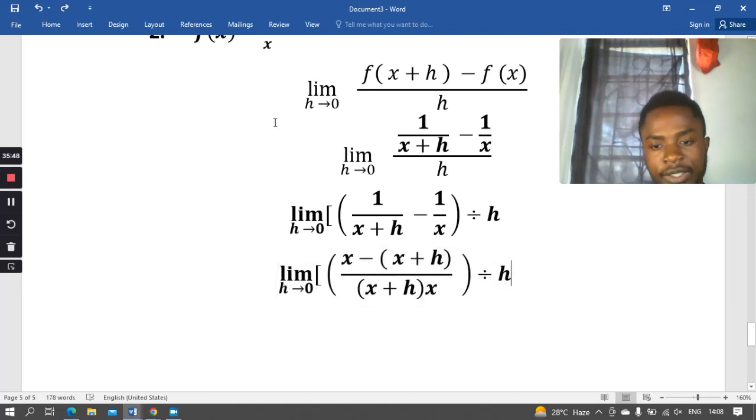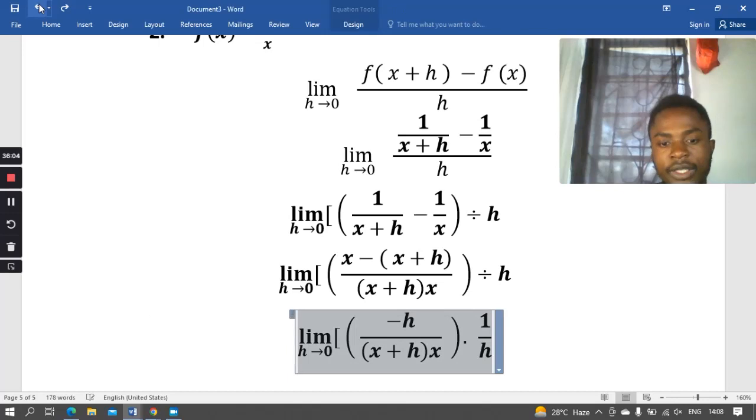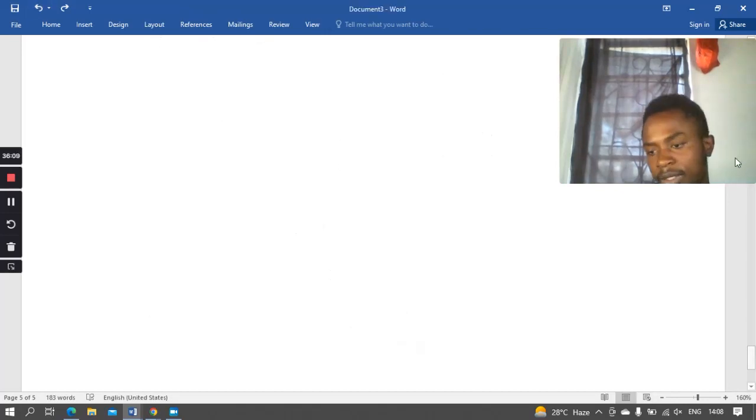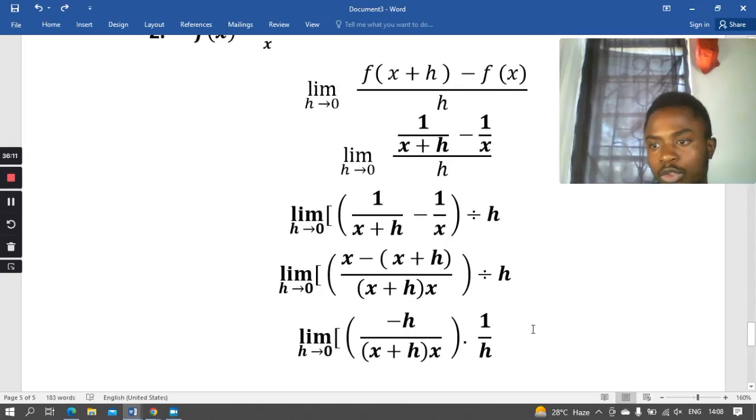So when you work out what is on top, negative times x is negative x, and negative times h is negative h. So this is what we are going to have on top: negative h over x plus h, brackets, times x.